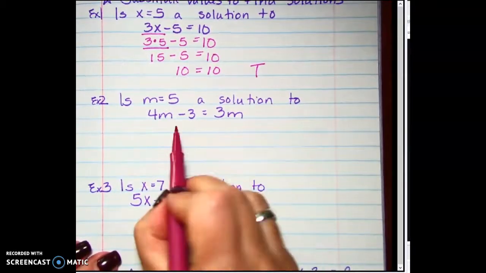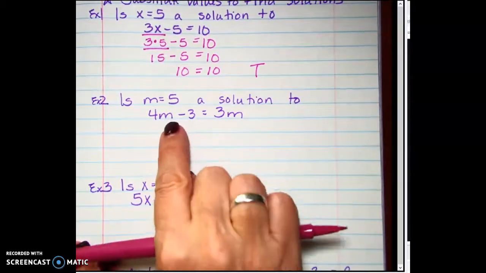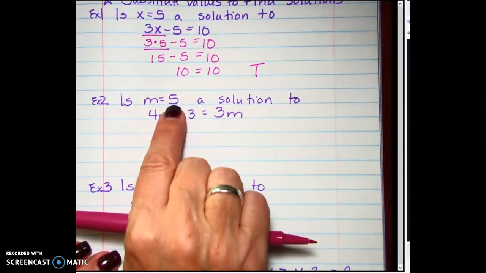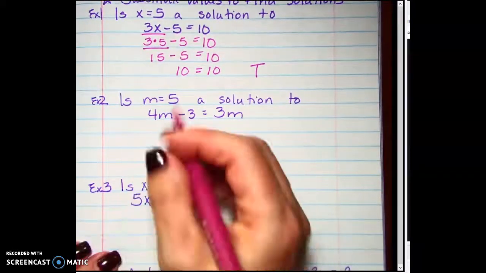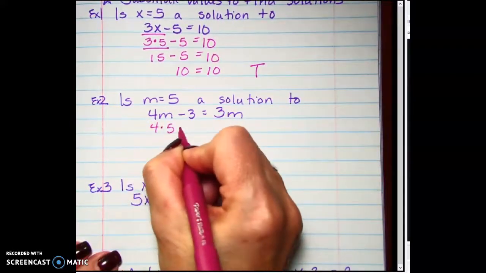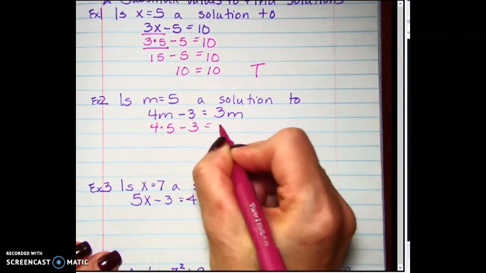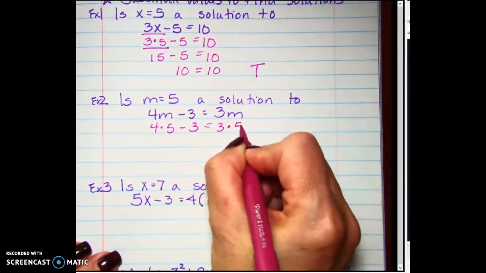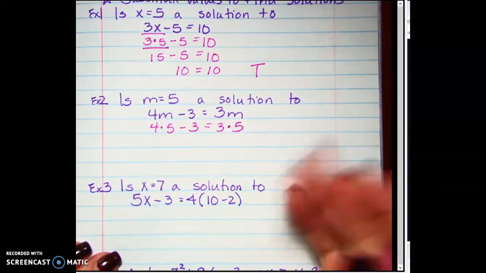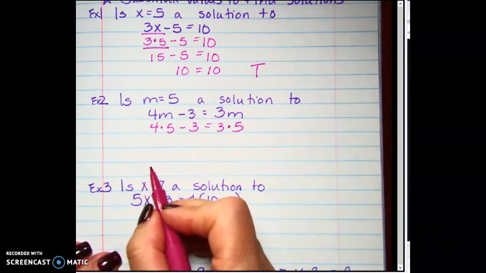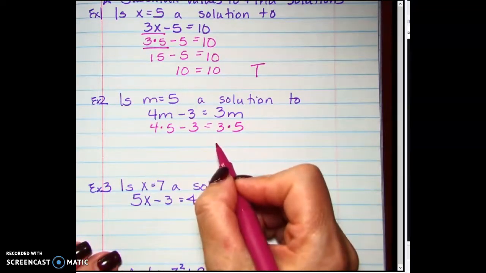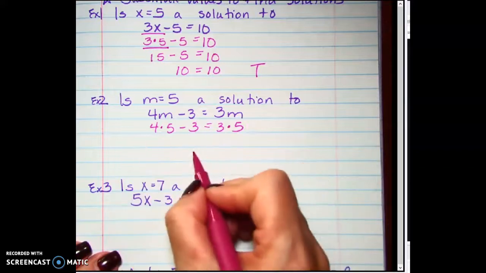I like this problem because, as you can see, we have m on one side of the equals and m on the other. And all we have to do is substitute 5 for m every time we see it. So 4m means 4 times 5 minus 3 equals 3 times 5. Now, do these two equal each other? Well, we can't really solve until we do the work. And actually, please don't do mental math. Check your work by working it all out.